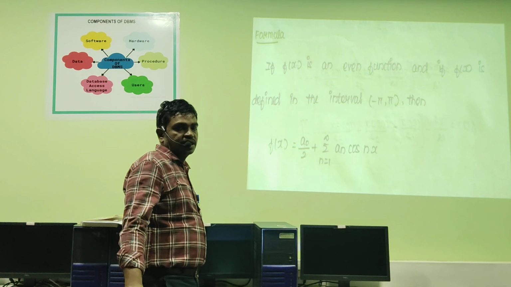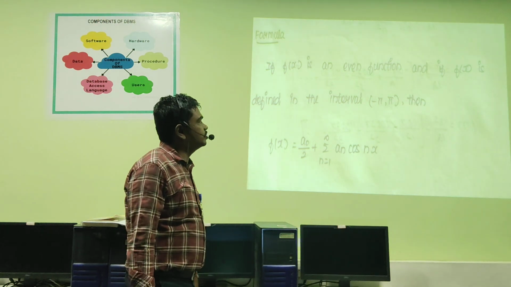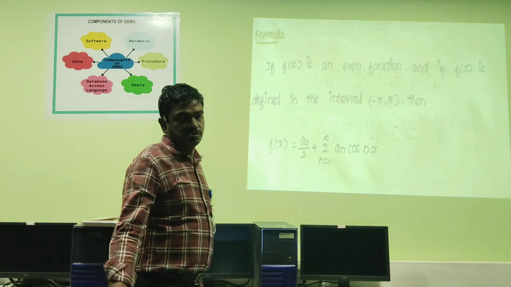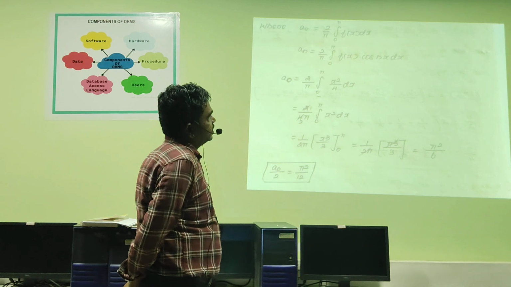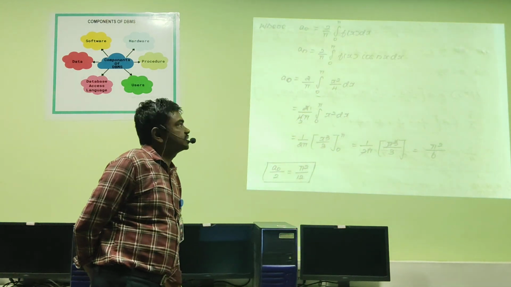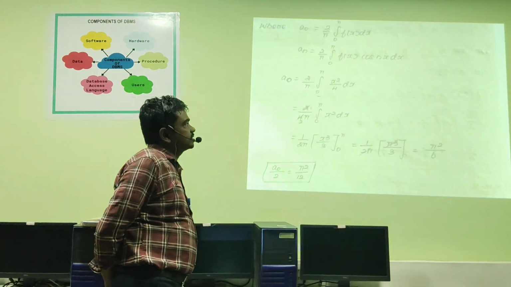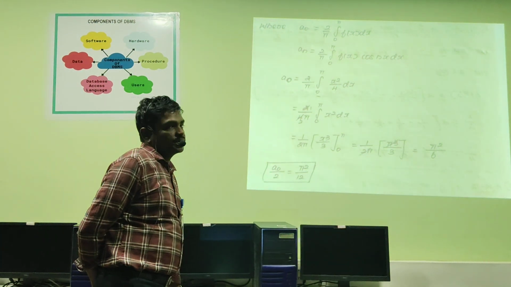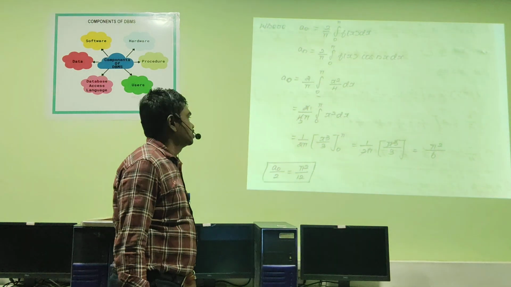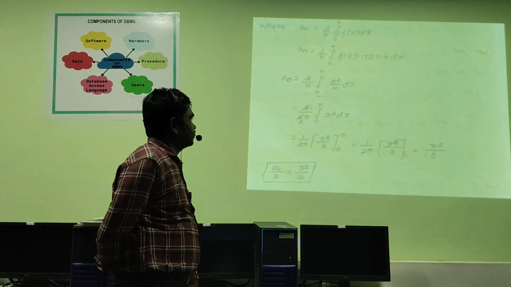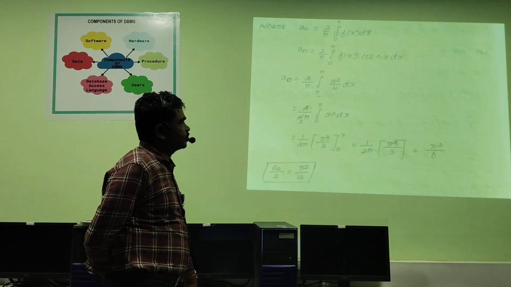We can find out a naught and a n. So what are a naught and a n? A naught equal to 2 by pi integral 0 to pi f of x dx, and a n is 2 by pi integral 0 to pi f of x cos nx dx. So for a naught, what is f of x? X square by 4. So the constant is 2 by 4 pi, I will take outside, and the only integral for the variable is x. So integral 0 to pi x square dx.